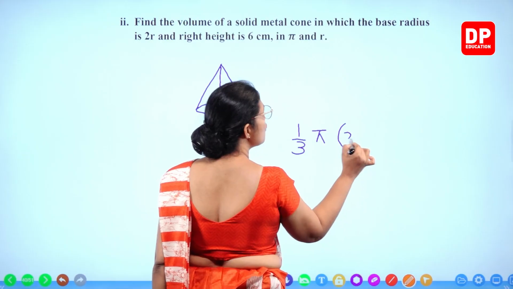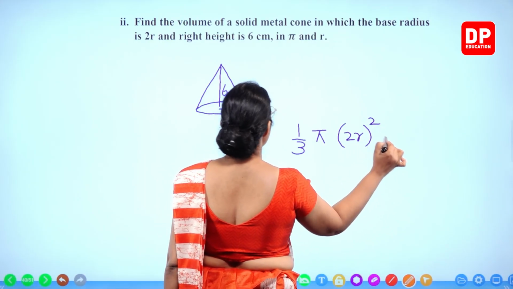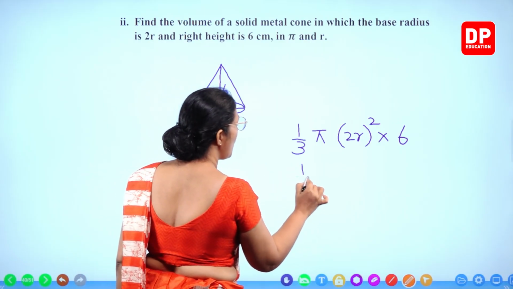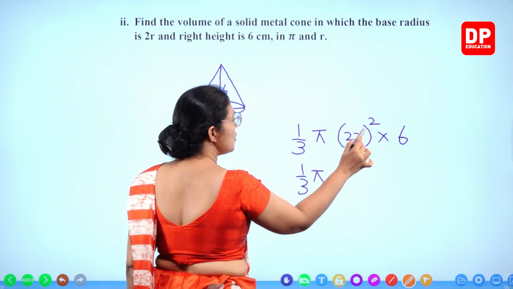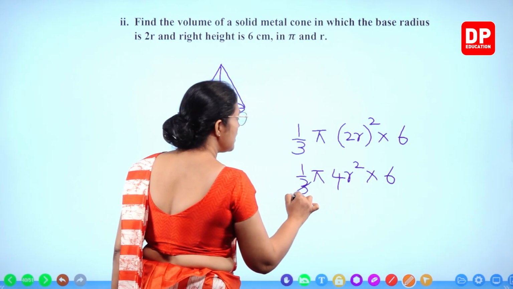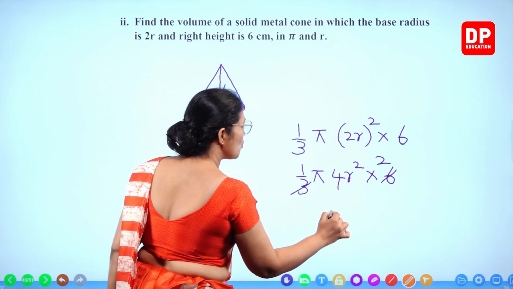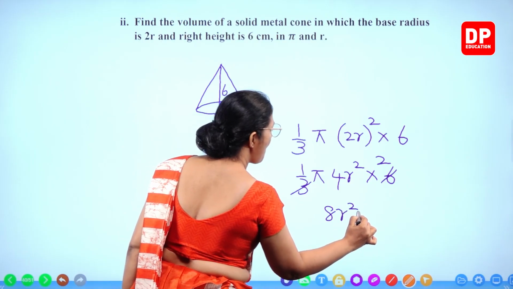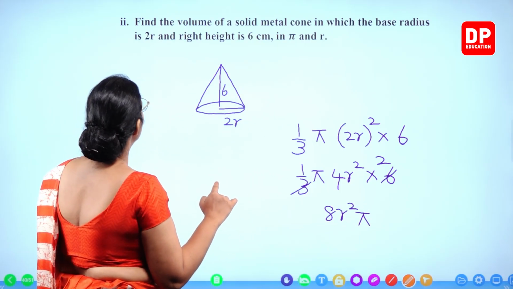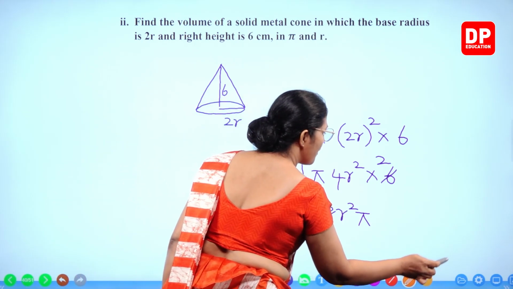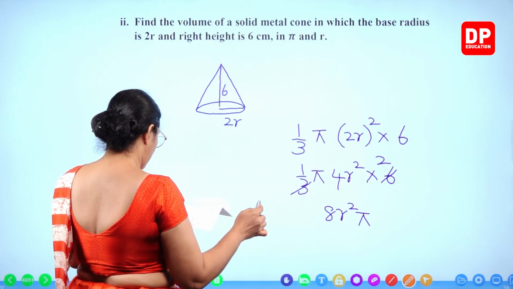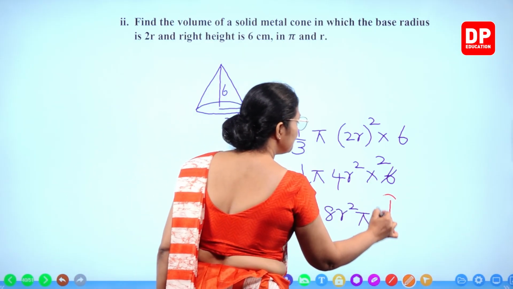r squared means 2r squared. h is 6. So simplify 1/3 pi, 2 into 2, 4, 4r squared into 6. 3 times 2, 4 times 2, 8r squared pi is the volume of the cone in terms of pi and r. That's 1 mark.